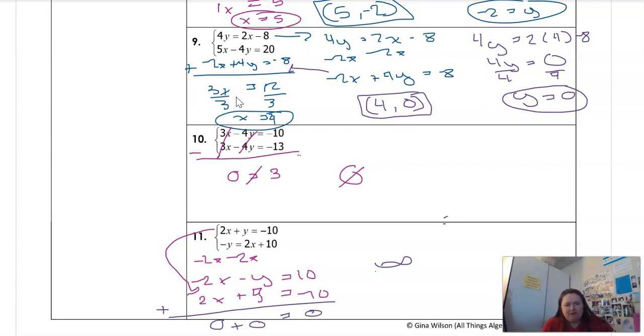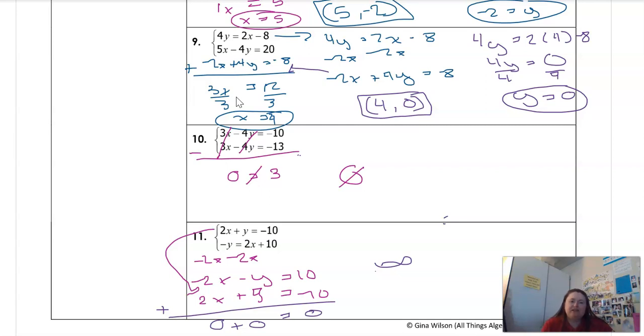And then 11 is also weird. First I was like, okay, I have to arrange this. So I moved the 2x to the other side by subtracting it. So I end up with negative 2x minus y equals 10. And then this one is 2x plus y equals negative 10. I moved it down here. So, okay, I can add to make the x's cancel. Well, that's 0x. Well, wait a second. Negative y plus y is also 0. And then 10 plus negative 10 is also 0. So I end up with 0 plus 0 equals 0. Well, anytime you end up with all zeros, that's infinite solutions. So our answer is infinite solutions.